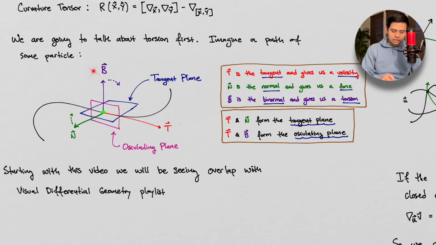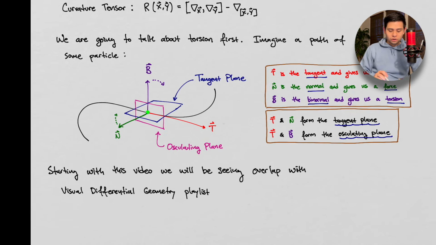So T and B, these form a plane called the osculating plane. Not oscillating, but osculating plane. I've sort of mixed that up in the past as well. But this osculating plane is going to tell something about the torsion. So this plane is actually going to oscillate around this particle as it moves, and the degree to which it's oscillating will tell us something about the torsion of that particle, or the torsion that the particle experiences.